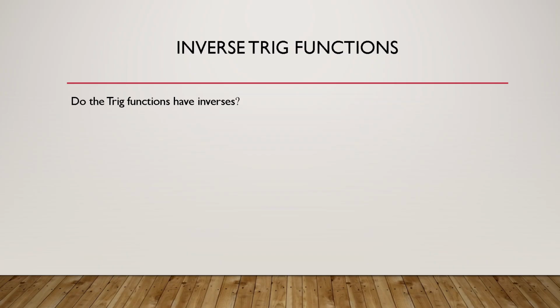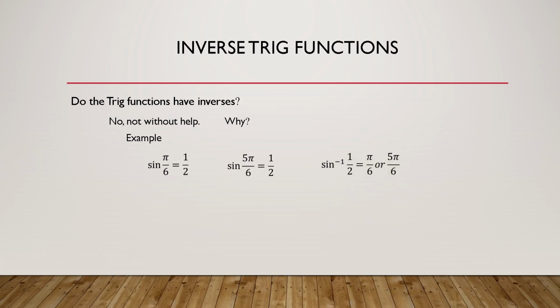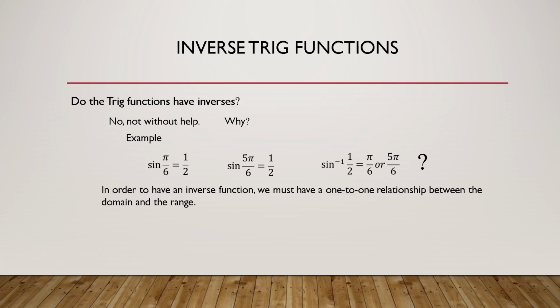Do the trig functions have inverses? No, not without help. Why? Let's look at an example. Sine pi over 6 equals 1/2, and sine 5 pi over 6 equals 1/2. Therefore, any inverse function would not be a function at all. In order to have an inverse function, we must have a one-to-one relationship between the domain and the range. Thankfully, there is a workaround.